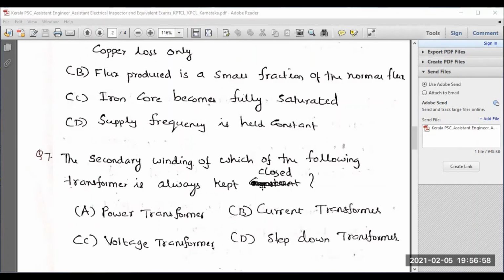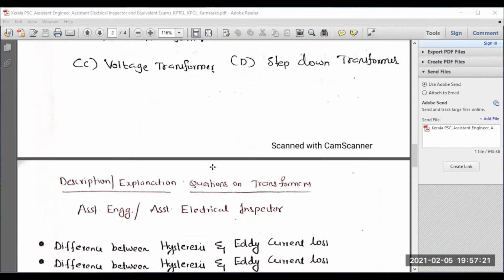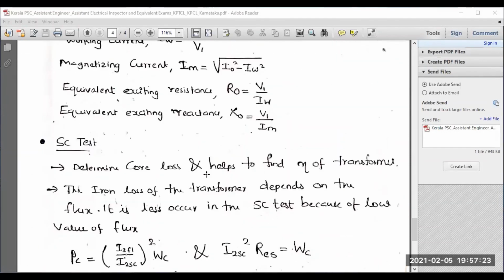That is very much dangerous. So never keep the CT terminal open. The secondary of the CT should never be kept open. So it should always be closed. Okay, so that is the right answer. Surely you can mark current transformer or CT. So that point you have to note down. This is one of the important questions. Related questions can be asked in competitive examinations.